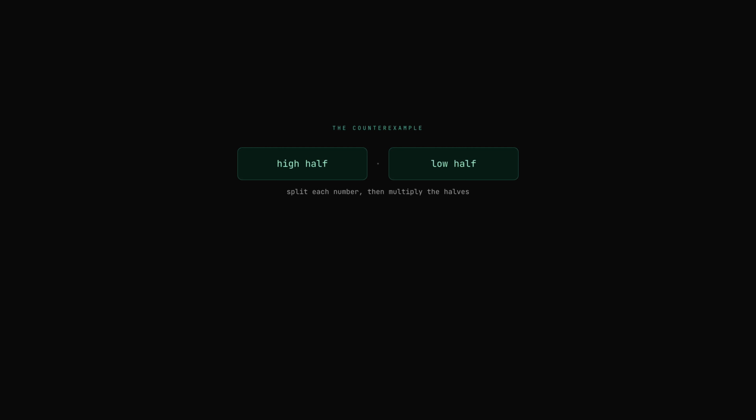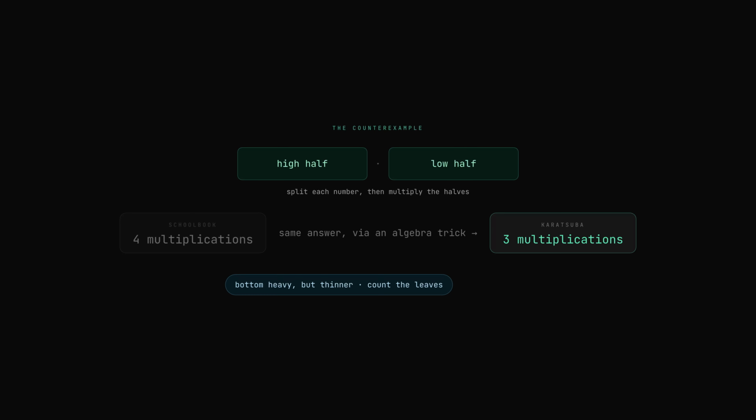Split each number into a high half and a low half. The schoolbook product needs 4 multiplications of those halves. Karatsuba found an algebra trick that recovers the same answer from 3. A bottom-heavy tree, but a thinner one. Count the leaves, and the cost drops to about n to the 1.58. The conjecture was dead, and Kolmogorov himself wrote the result up for publication.